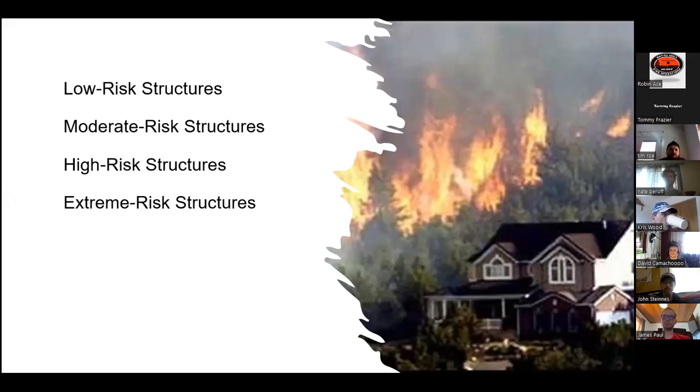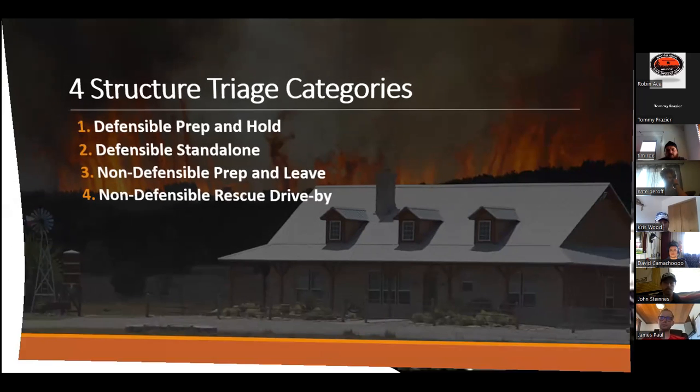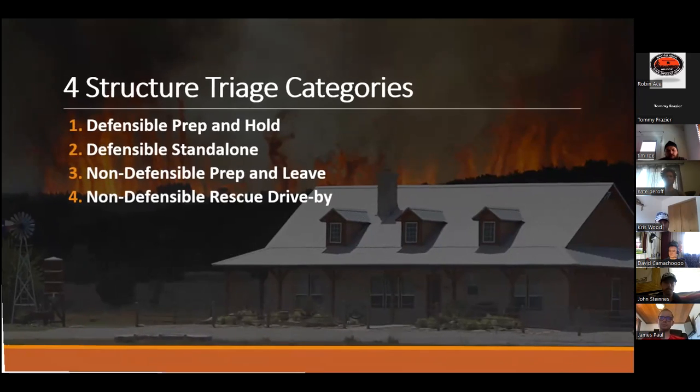So in the book, these are the risks they have. They have low risk, moderate, high, and extreme. And then in your IRPG, which is a little bit different, our structure triage categories are defensible prep and hold, defensible standalone, non-defensible prep and leave, and non-defensible rescue drive-by.